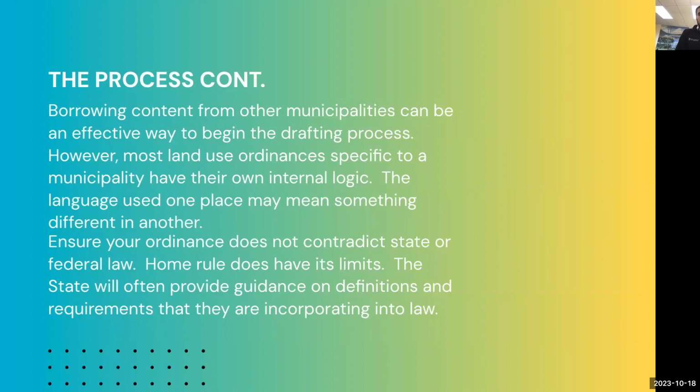And then you have to ensure your ordinance does not contradict state or federal law. Again, this is why you reach out to an attorney or a paid professional to help you review them. Because home rule does have its limits. Most municipalities do have the freedom to regulate most things, but the state and federal law do have their own restrictions and things you have to be mindful of. But the good news is that usually if there is state or federal law that controls something, the state will often provide guidance on definitions and requirements that have to be incorporated into your own land use laws.